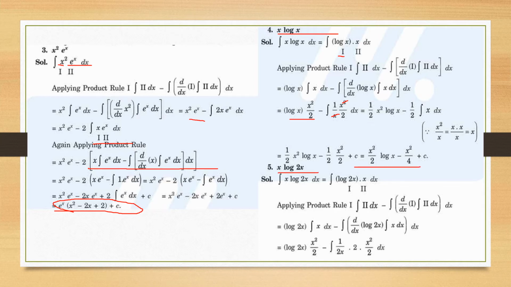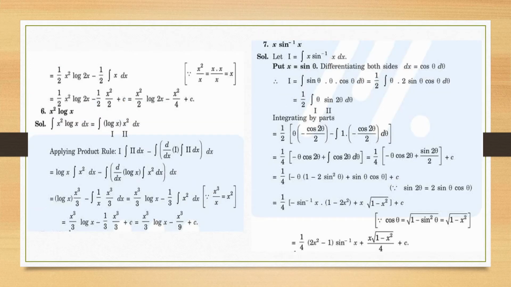For x log 2x, log 2x is first. Okay, and x is your second. So log 2x integral x, which is x square by 2, minus d/dx of log 2x, which is 1 by 2x into 2, and it is x square by 2, right? So see what can be cancelled: this 2 will be cancelled with this, and x will be cancelled with it. So we'll get just half x dx. Okay, so here the first term is the same as it is and it is half x dx, it is x square by 2. So just arrange to get this answer.